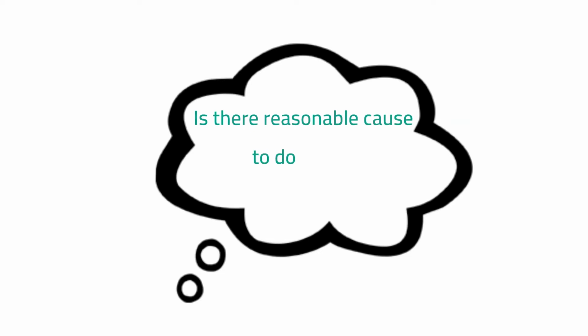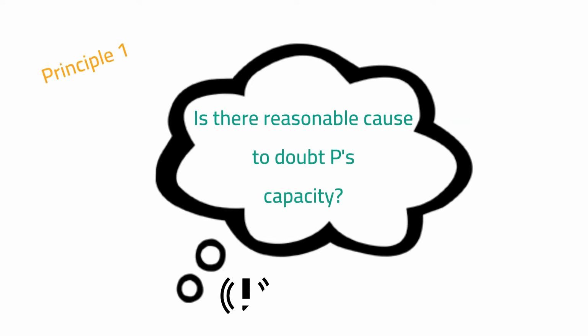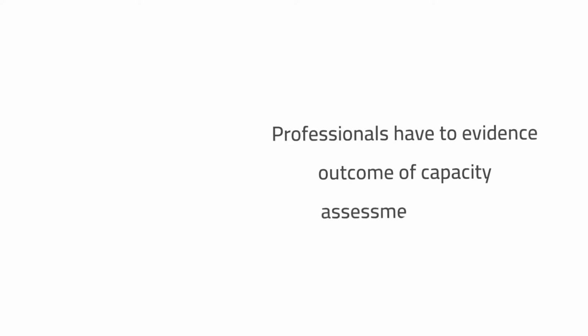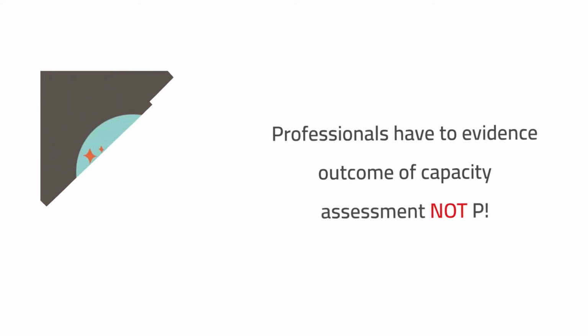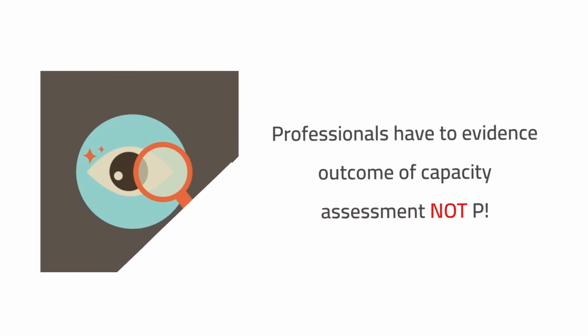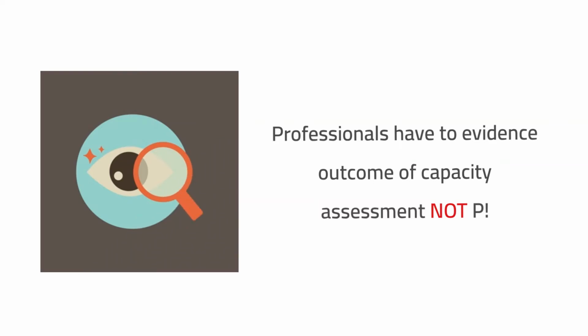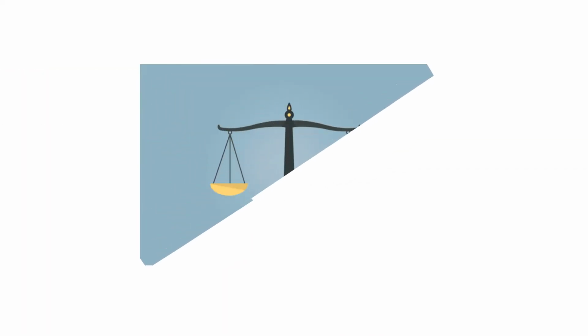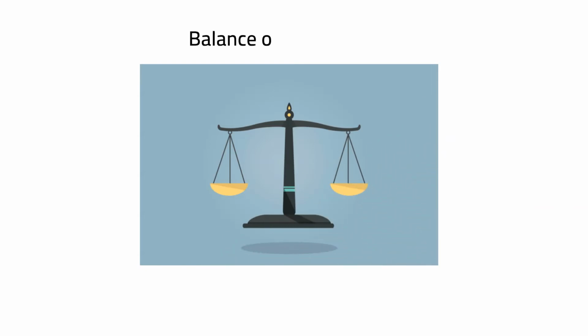Let's take a look at some hints and tips. Remember that you must have reasonable cause to doubt a person's capacity. That's the first principle of the MCA. Do not make assumptions based on a diagnosis, for example. Remember that the person has to prove nothing. It falls to us as professionals to evidence whether the person lacks capacity for a specific decision or not. The basis on which capacity is assessed is on the balance of probabilities based on the evidence that you have gathered.